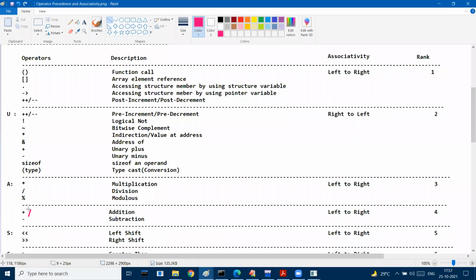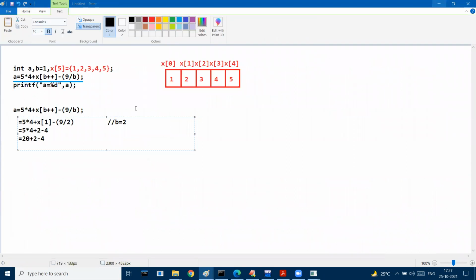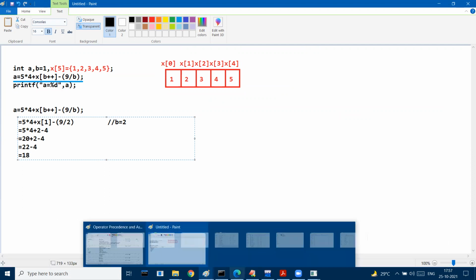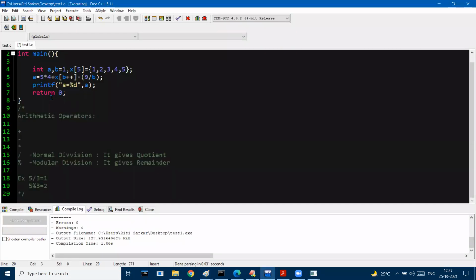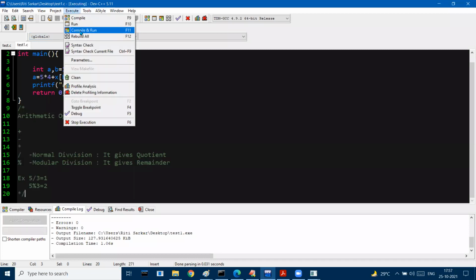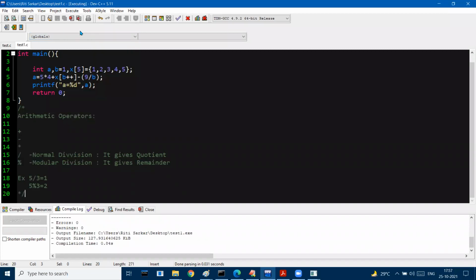So if precedences are same, what should I do? Go for associativity. What is that? Left to right. Then what will I do here? I will evaluate left to right. So that means this fellow will work first. 22 minus 4 is equal to 18. Then when I go for the execution, let's see what we are getting. Execute, compile and run.